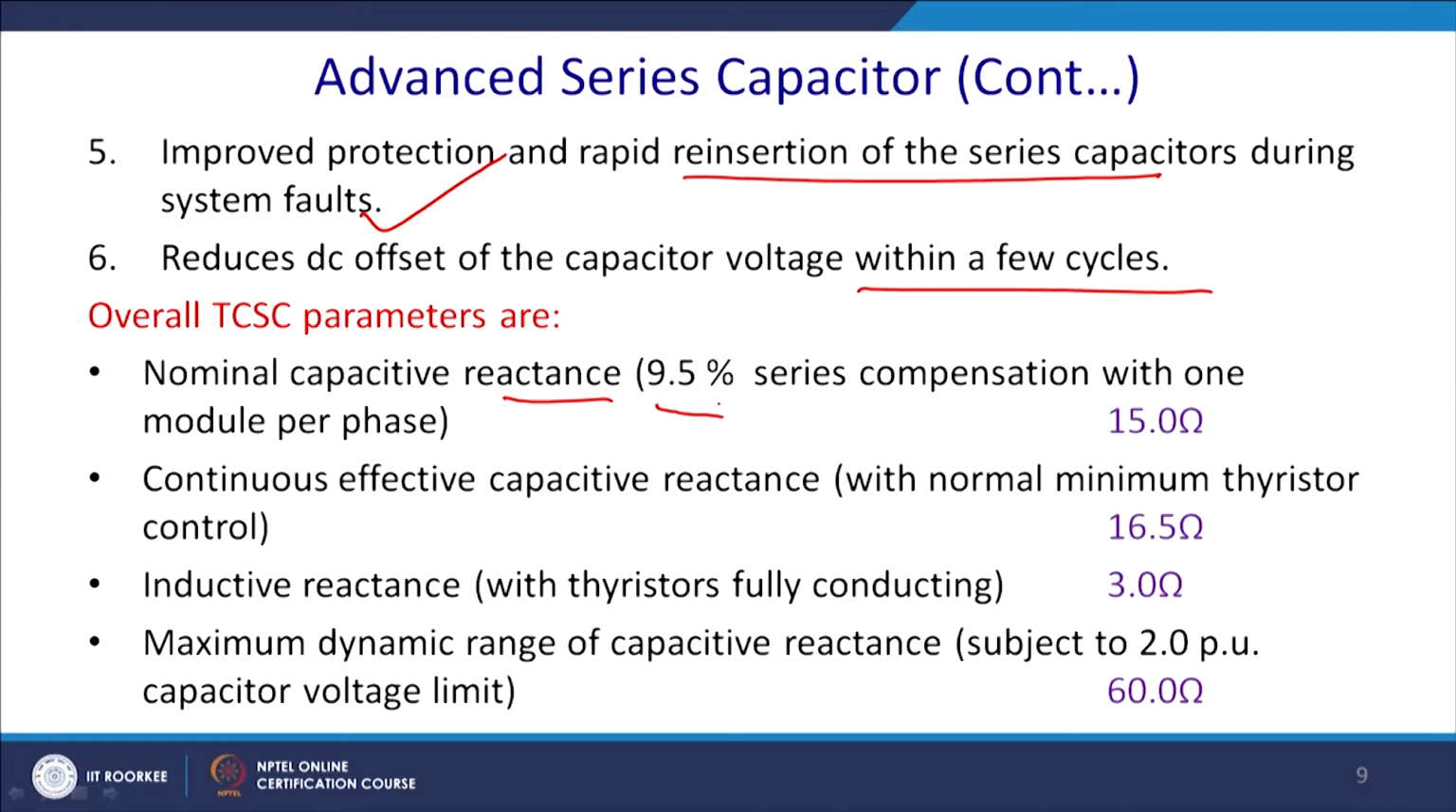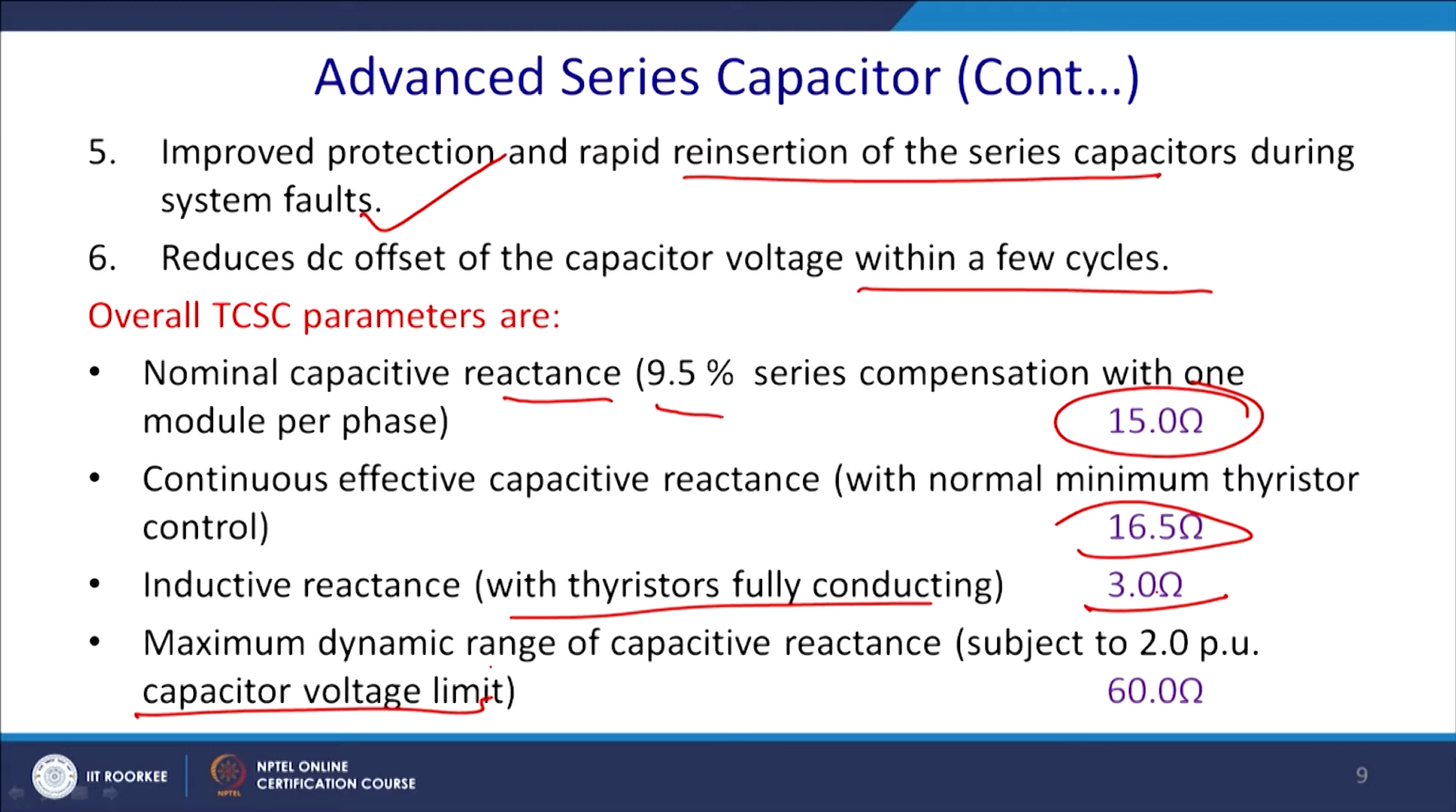So, these are a few overall TCSC parameters. Nominal capacitive reactance, 9.5% series compensation with one module per phase, gives you 15 ohm. Continuous effective capacitive reactance with nominal minimum thyristor control is 16.5 ohm. Inductive reactance with thyristors fully conducting is 3 ohm, and maximum dynamic range of capacitive reactance is subject to 2 per unit of the capacitor voltage.